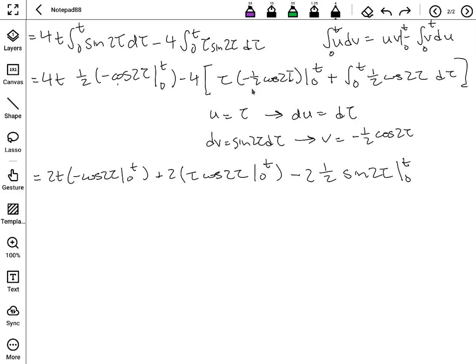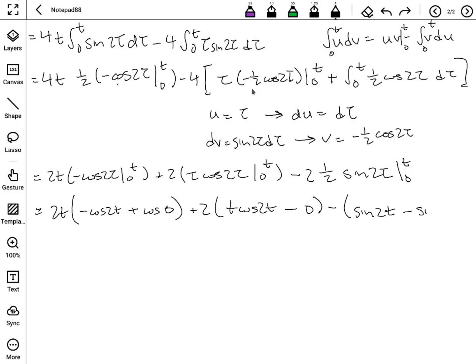So now all I have to do is plug in t, plug in 0, and I should get the answer. So I've got 2t times negative cosine 2t plus cosine 0, plus 2 times t cosine 2t minus 0 times cosine 0, which is just 0. And then minus, the 2 and 1/2 cancel out, and I'm just going to have sine 2t minus sine 0.